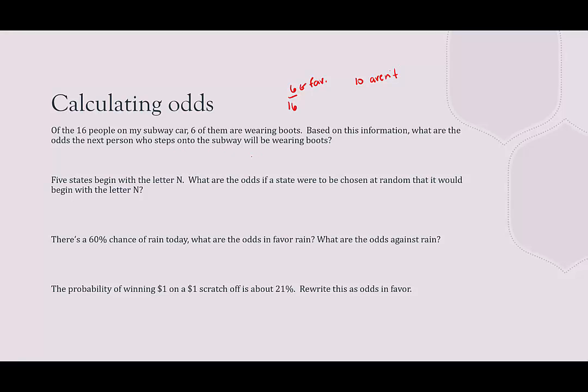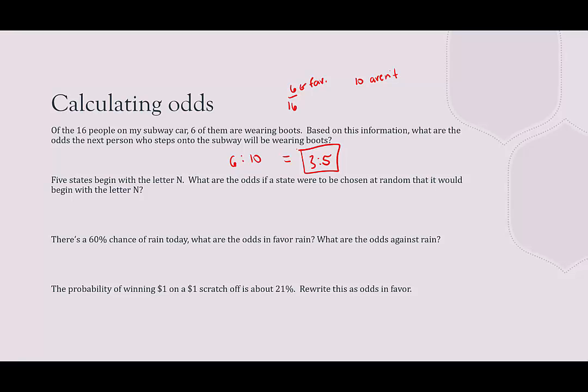The odds the next person who steps on the subway would be wearing boots are favorable to unfavorable. And then I do want to simplify. We can pretend this is just like a regular fraction. 6 and 10 have a common factor of 2. And we would say 3 to 5. So I give it 3 to 5 odds the next person who walks on the subway will be wearing boots.